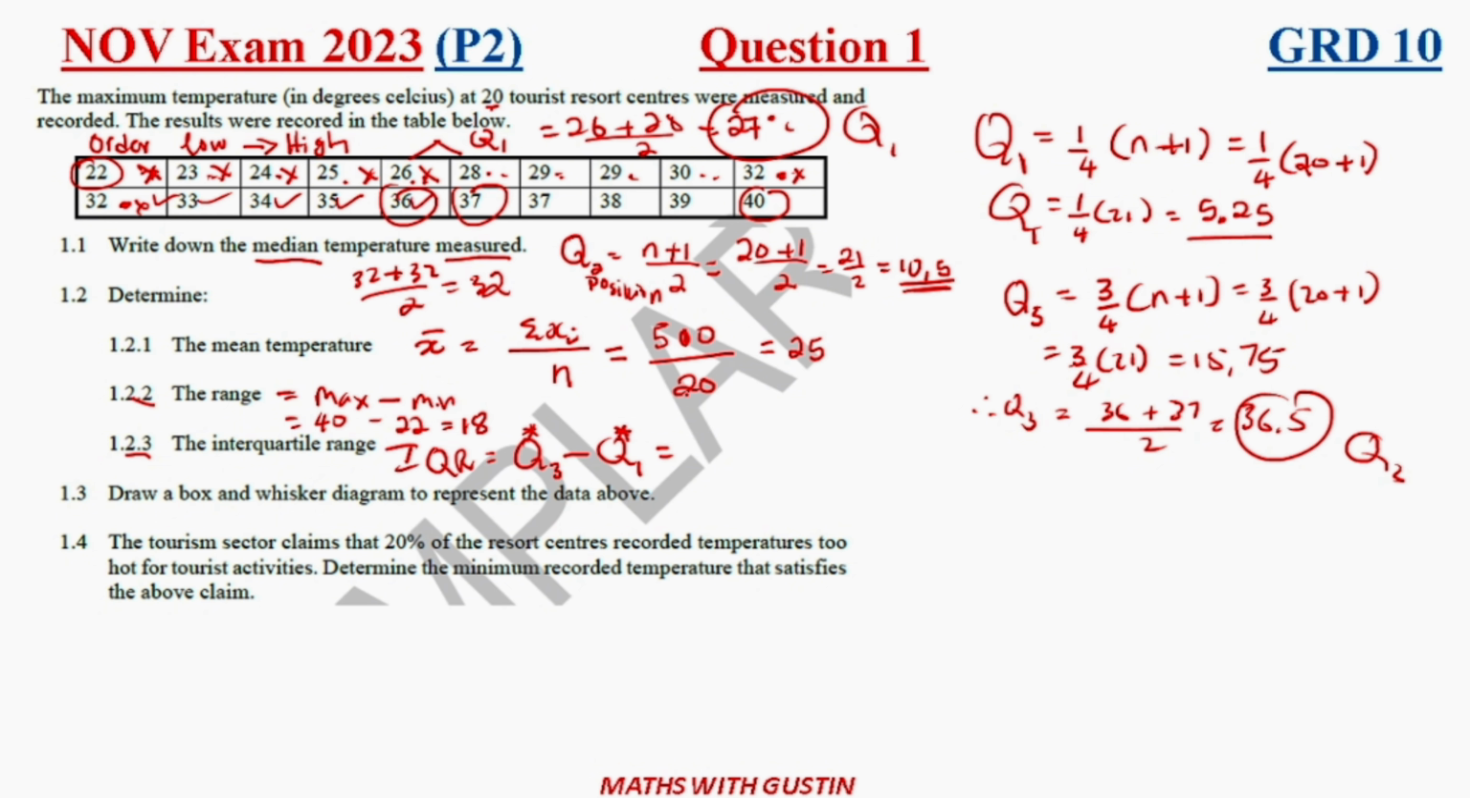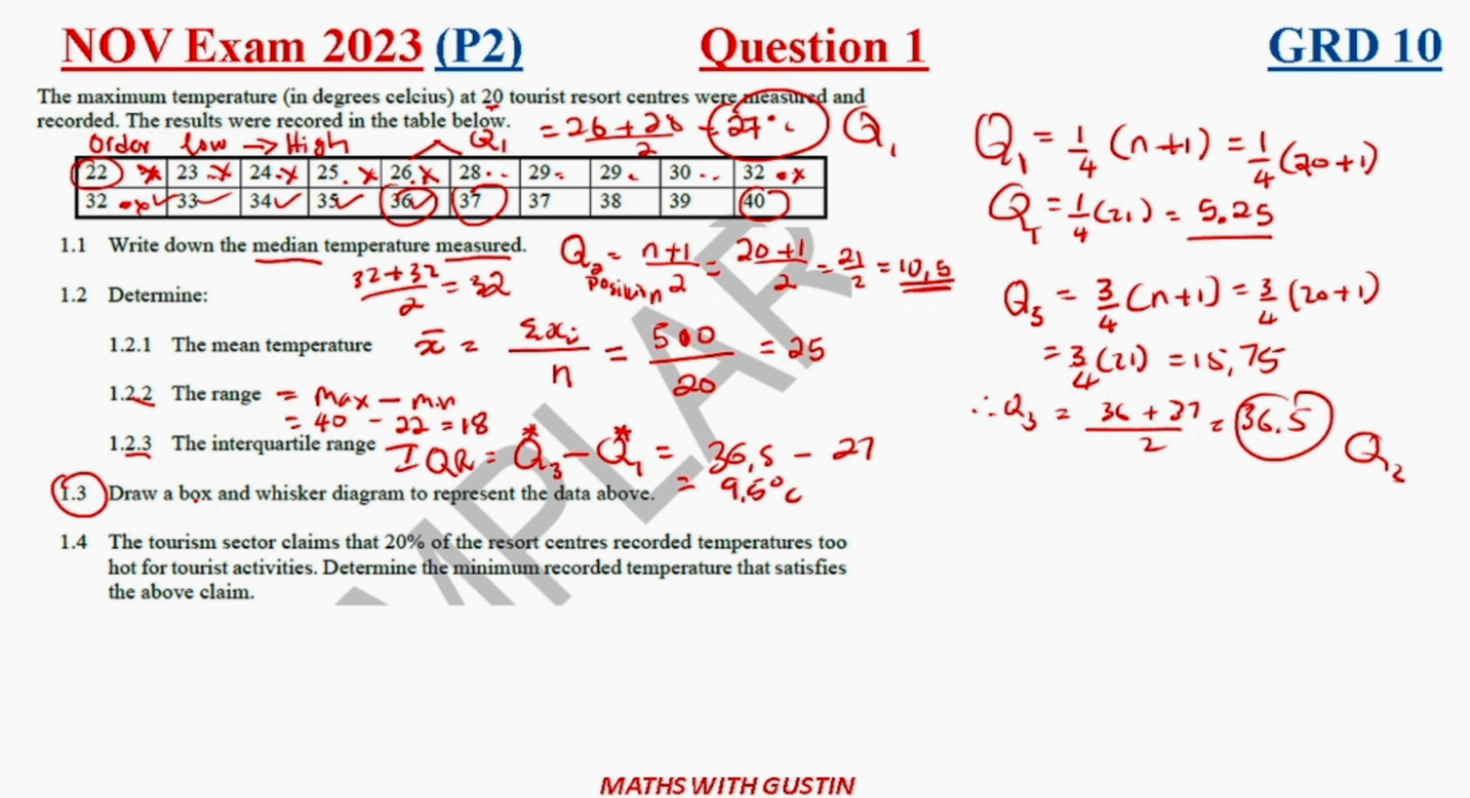So the answer for the interquartile range is going to be 36.5 minus 27, which gives us an answer of 9.5 degrees. Right. So now let's come here.